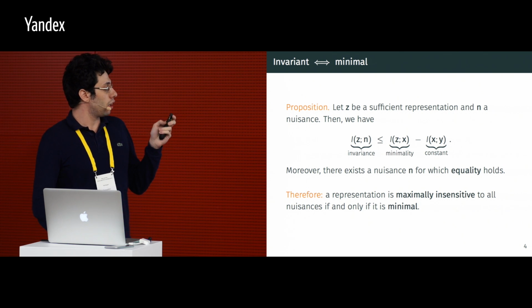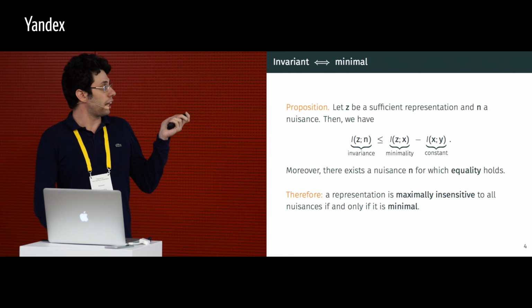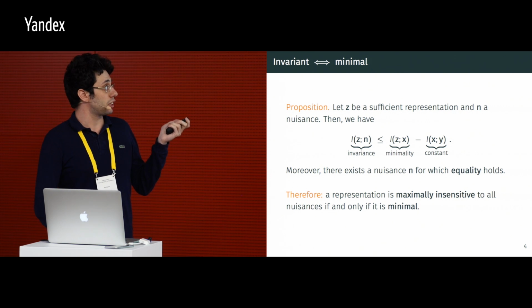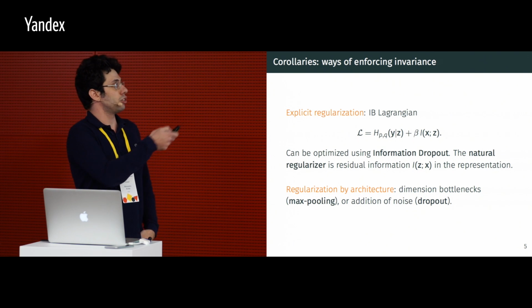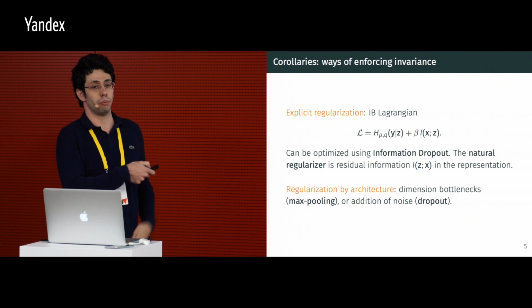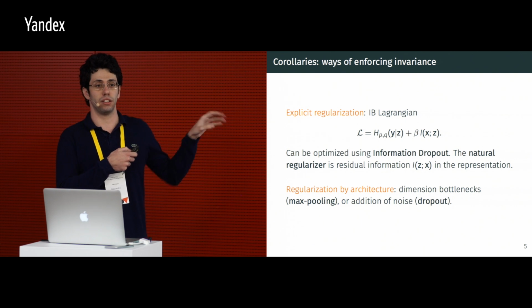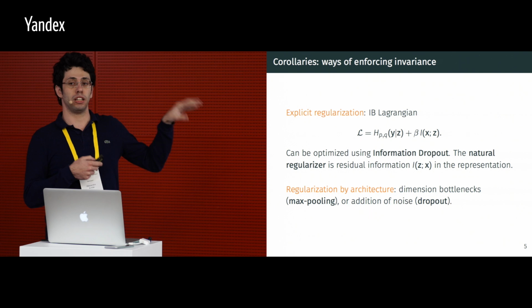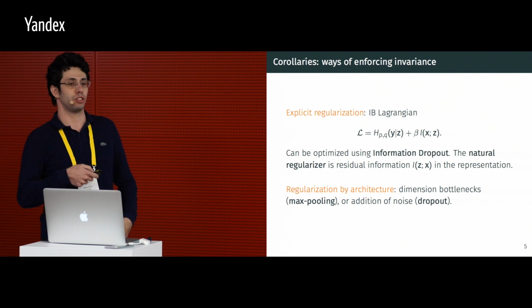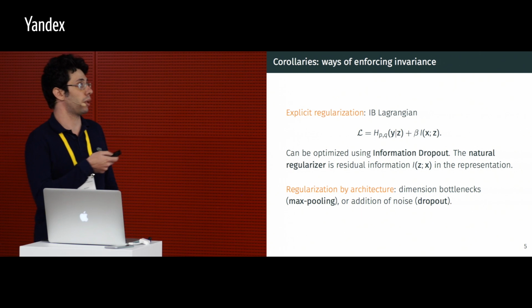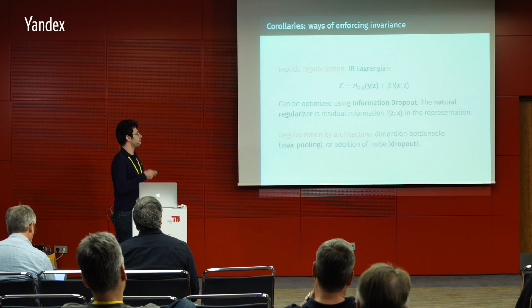And now, this actually has already a few important consequences about learning invariant representations. First of all, this means that we can use a regularized loss function, such as the information Bottleneck Lagrangian, to learn a representation which is minimal and therefore invariant. So this is actually the most natural possible loss function to use if we want to learn an invariant representation.